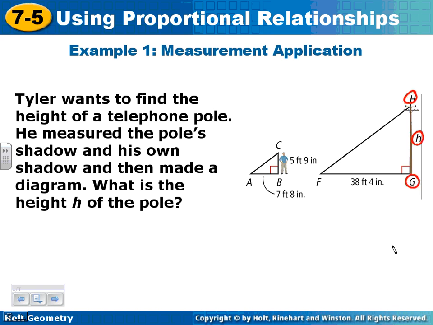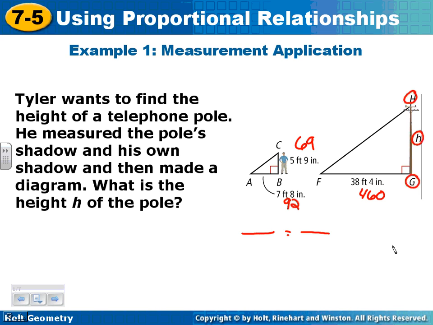So we're going to set up a proportion that's going to look like this. But before we do that, let's convert everything into just inches. Well, 5 feet 9 inches, that's 69 inches. 7 feet 8 inches, 7 times 12 plus 8 is 92. And then 38 feet, 38 times 12 plus 4 is 460. That way everything's in inches.